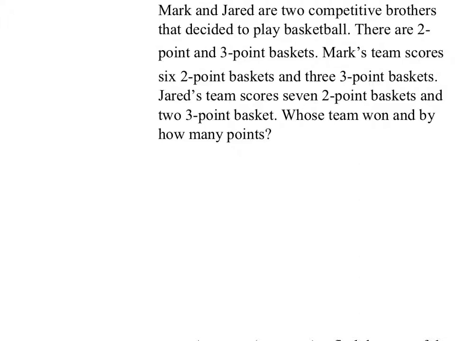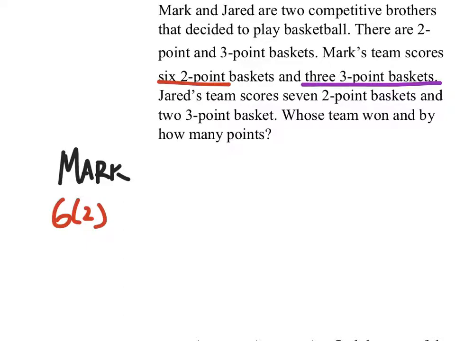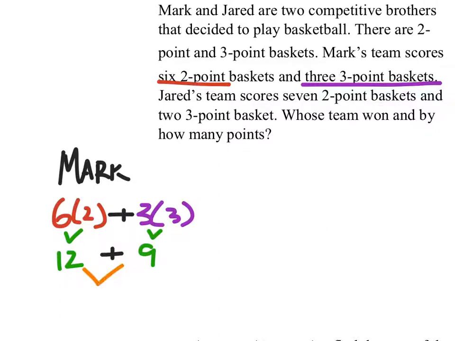So we'll start with Mark's team. Now Mark's team shows that they scored 6 2-point baskets. So that's 6 groups of 2. And then also 3 3-point baskets. So that's 3 groups of 3. Now we're going to add this together to figure out the total amount of points. So 6 times 2 is 12. 3 times 3 is 9. Adding those together, 12 plus 9, shows that Mark's team scored 21 points.